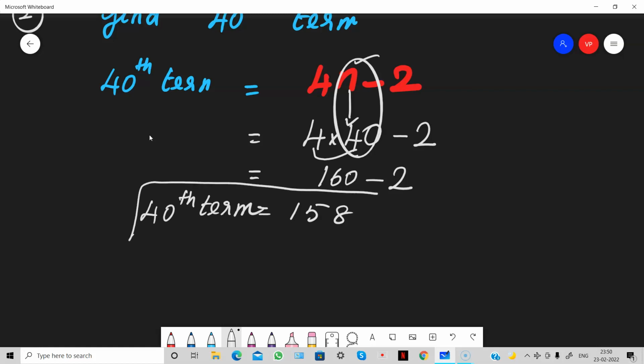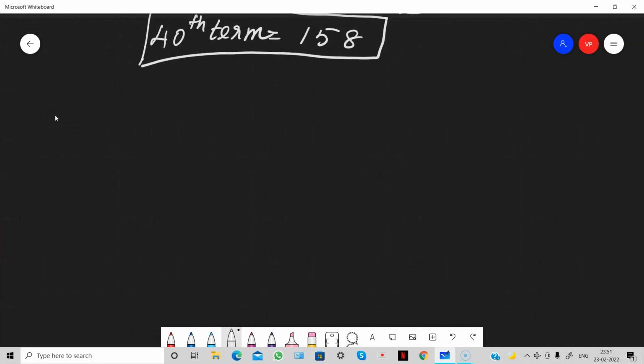So I find the second answer also. Okay. Then we have a third question. What is the third question, students? They ask, what is the position of the 50? Right, students? What is the position of 50?